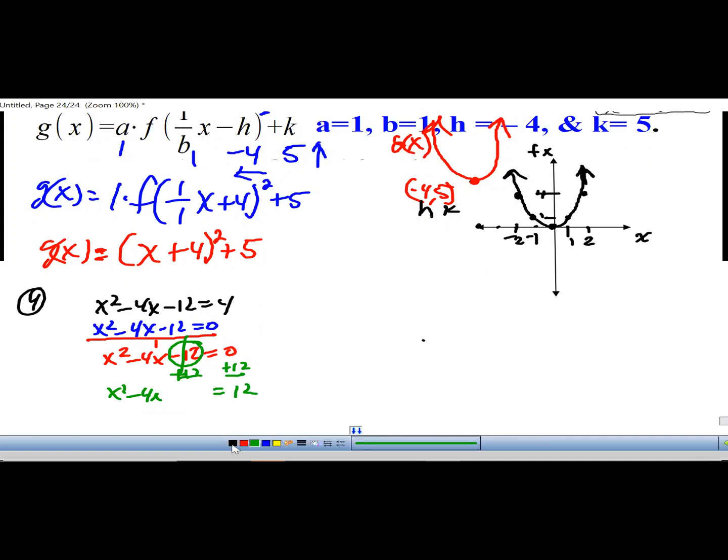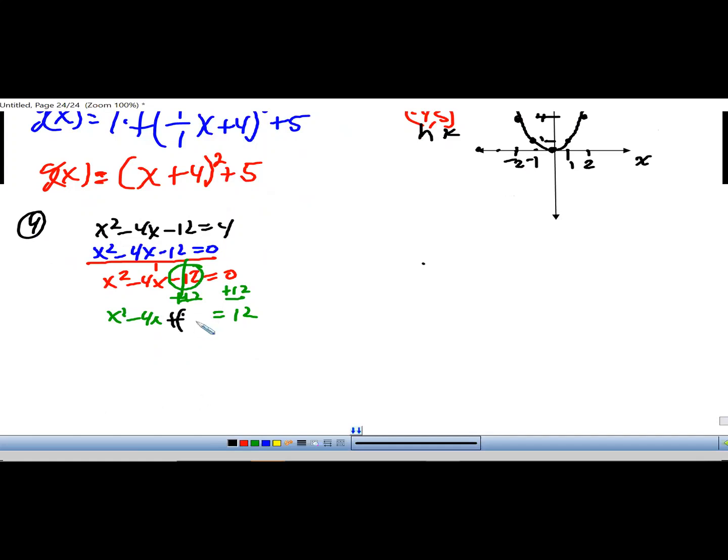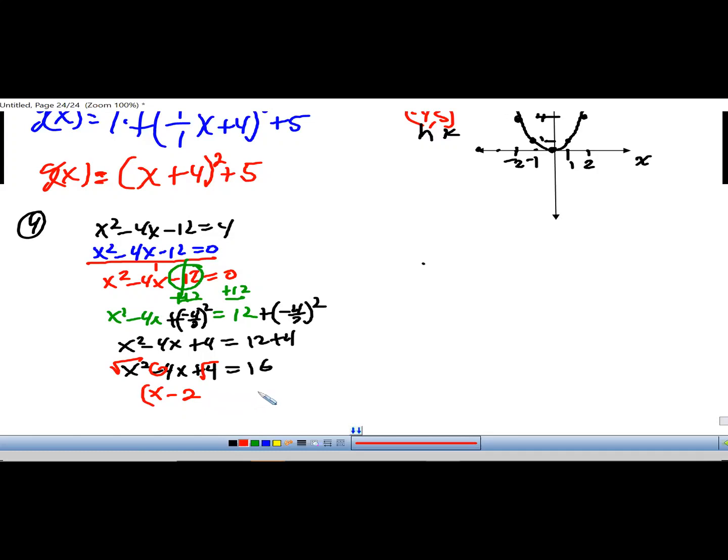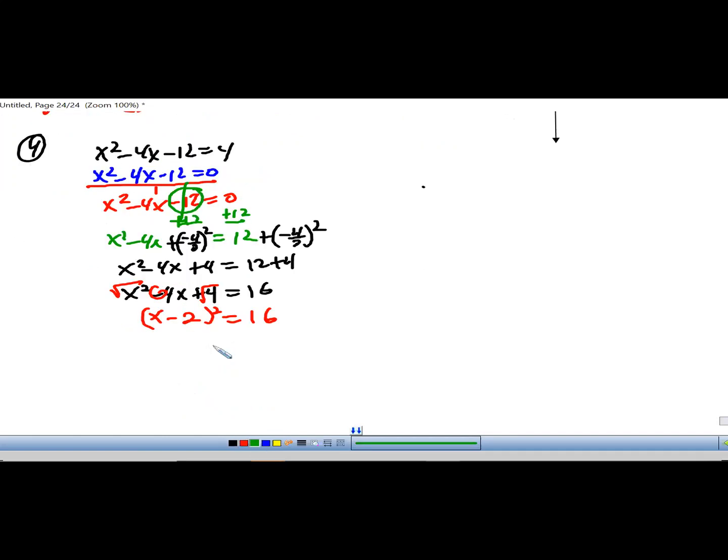To complete the square, we add (negative 4 over 2) squared to each side. This is x squared minus 4x plus 4 on the left side equal to 12 plus 4. We can combine 12 plus 4 to give us 16, and the left side stays the same. And then from there, we factor. How do we factor this perfect square trinomial? We can use a shortcut: square root of the first, which is x, square root of the last, which is 2, sign of the middle, and square it, and all that equals 16. And last but not least, we need to take the square root to cancel this square.